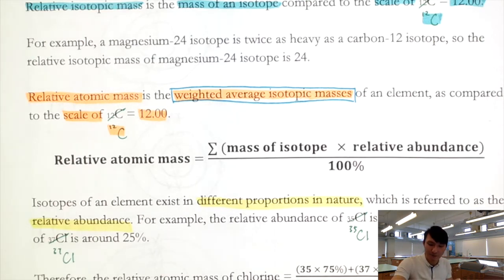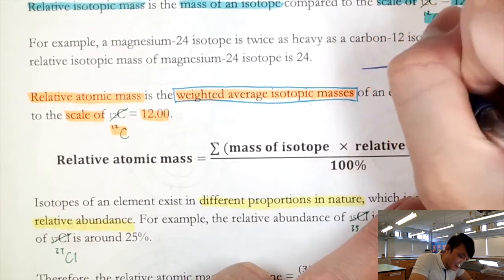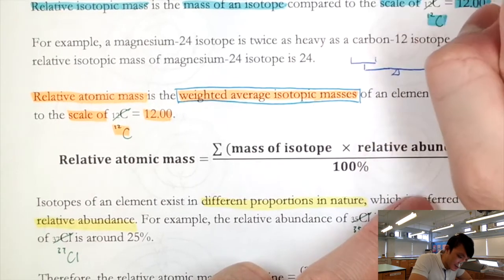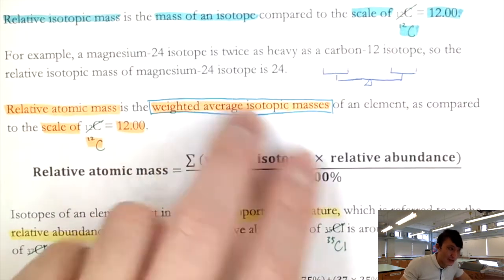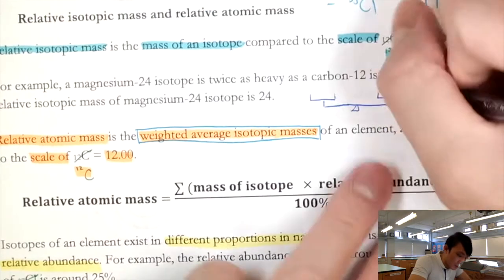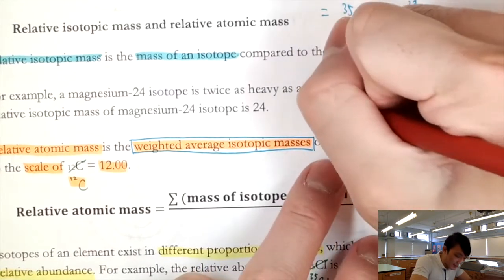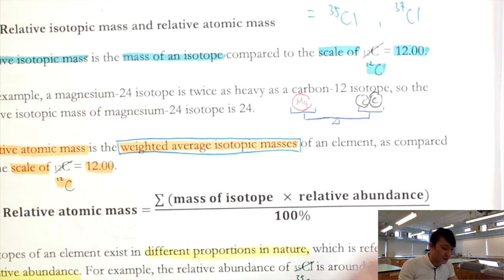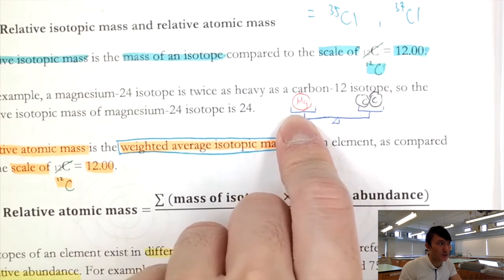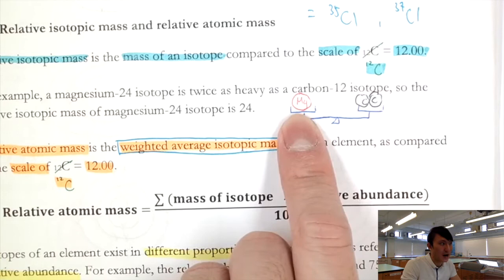Okay, so it's just like a balance. You can think about it as a balance, right? Or rather, it's like a scale. You have a scale like this, and for magnesium-24, you can imagine having two carbon-12 on one side, and then a magnesium-24 on the other side. If it balances, that means the magnesium-24 isotope is twice as heavy as a carbon-12 isotope, and therefore magnesium-24 has a relative isotopic mass of 24, just like that.